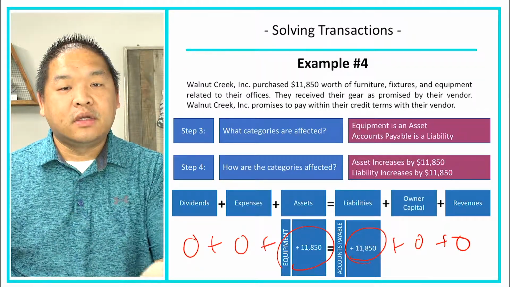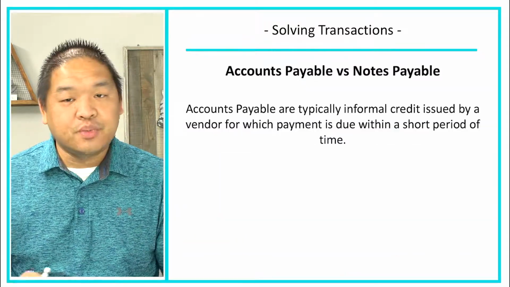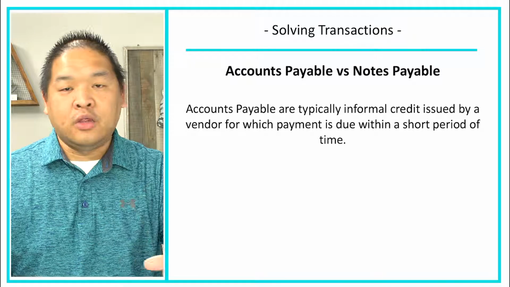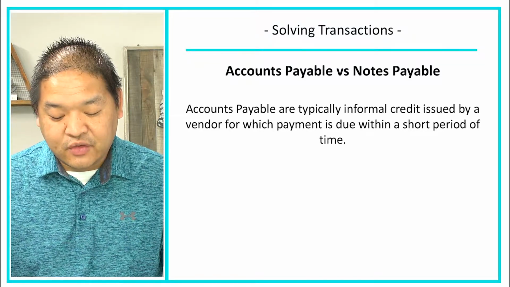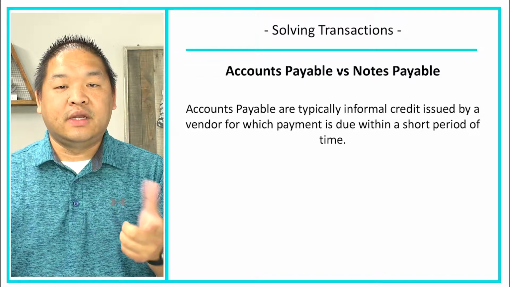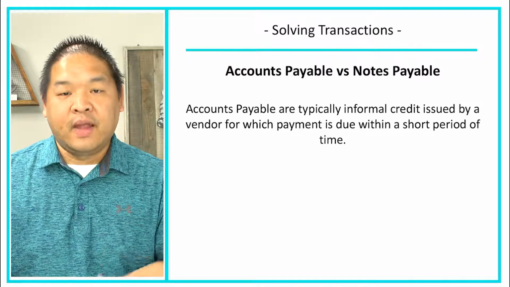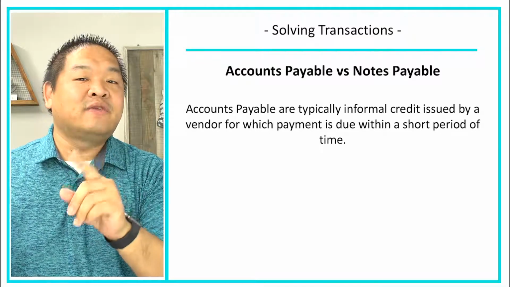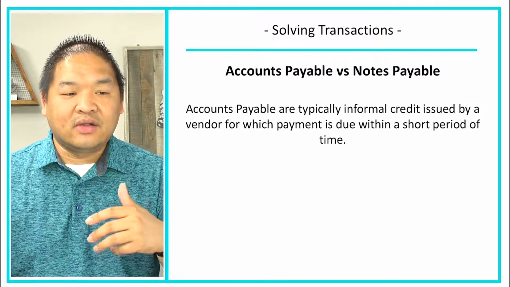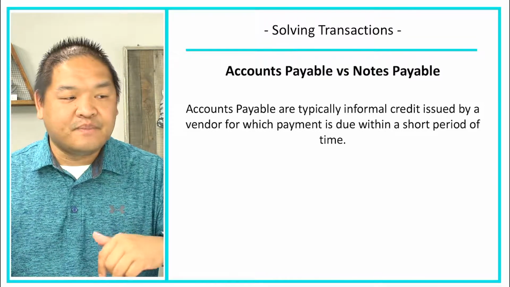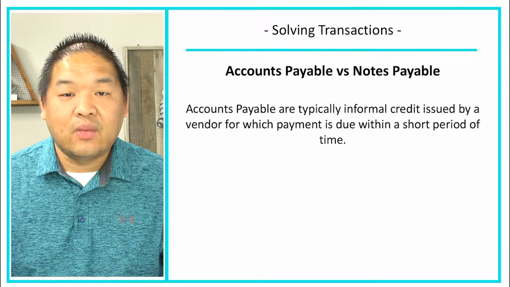Now, before we get going, let's again review accounts payable and notes payable because it's super important. You're going to be using this all throughout the course. Accounts payable are typically informal credit issued by a vendor for which payment is due within a short period of time. It's informal because we're not signing a note every time they're delivering. Yes, we are going to sign a delivery slip, but that just says that they delivered the product. That doesn't necessarily establish debt per se. The invoice actually establishes the debt that we owe.